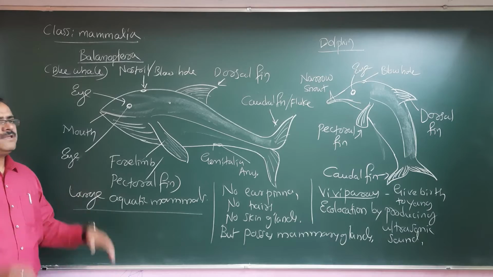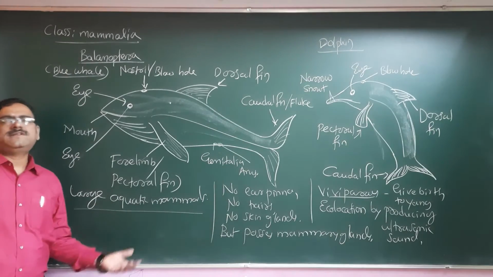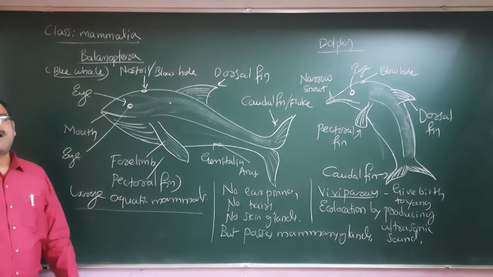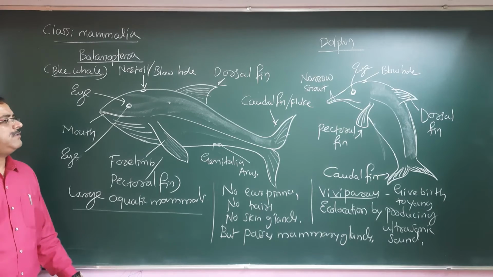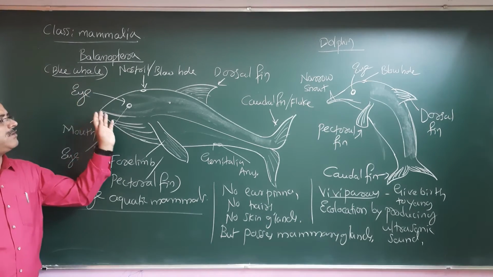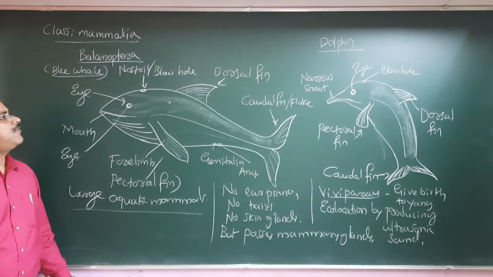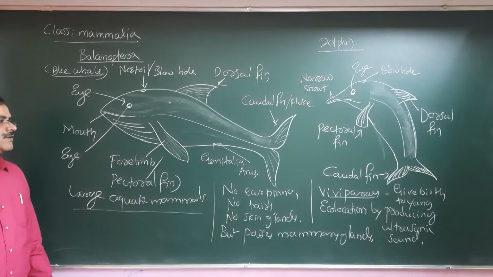Mammals being very peculiar, however deep they go inside the water, they will come to the surface because they are mammals. They need lung respiration, they need oxygen. So they always come to the surface to take oxygen. Once they blow out, along with the water, the air will come out like a fountain. That is the single nostril.